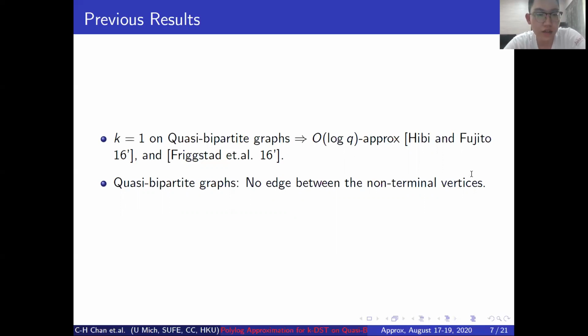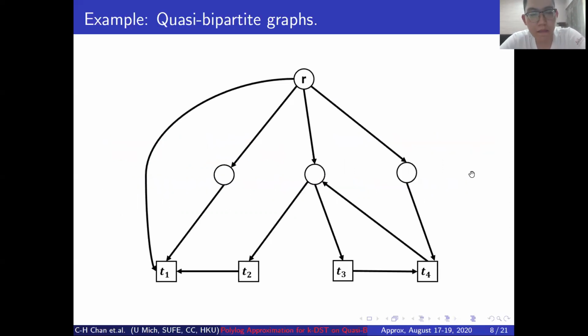So what is a Quasi-Bipartite graph? The definition is that for any pair of non-terminal vertices, there is no edge between them. Here is an example of a Quasi-Bipartite graph. In this example, you can see that there is a root vertex R and a set of terminal vertices T1, T2, T3, and T4. And note that for any pair of non-terminal vertices, there is no edge between them.